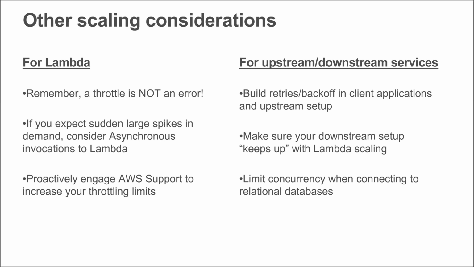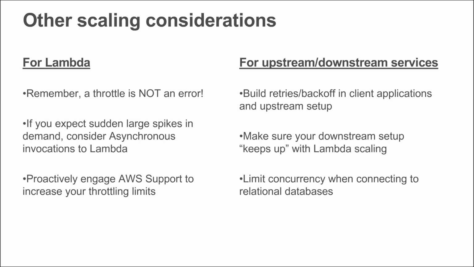That way, even if you do get throttled, nothing's really happening. Just instead of a few milliseconds later, the code is going to execute a few seconds or a few minutes later. But it is going to run, because Lambda is going to automatically retry that. And if you know that you have upcoming scale events which is going to require a lot of scaling, then proactively reach out to AWS support to increase your throttling limits.